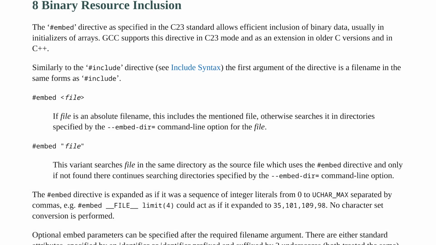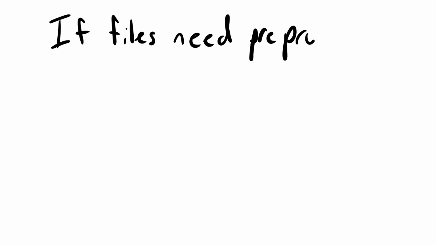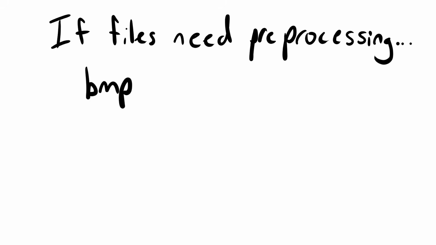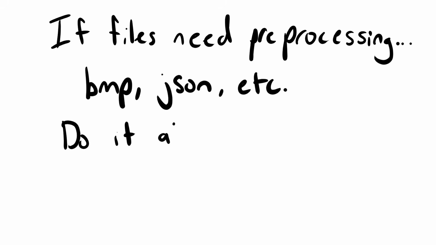Embed doesn't work well for all data, since it just turns the file directly into an array of bytes. Say our game's art assets are stored as bitmaps, but our game doesn't need the BMP header information. Or we're loading JSON serialized data into internal structures.